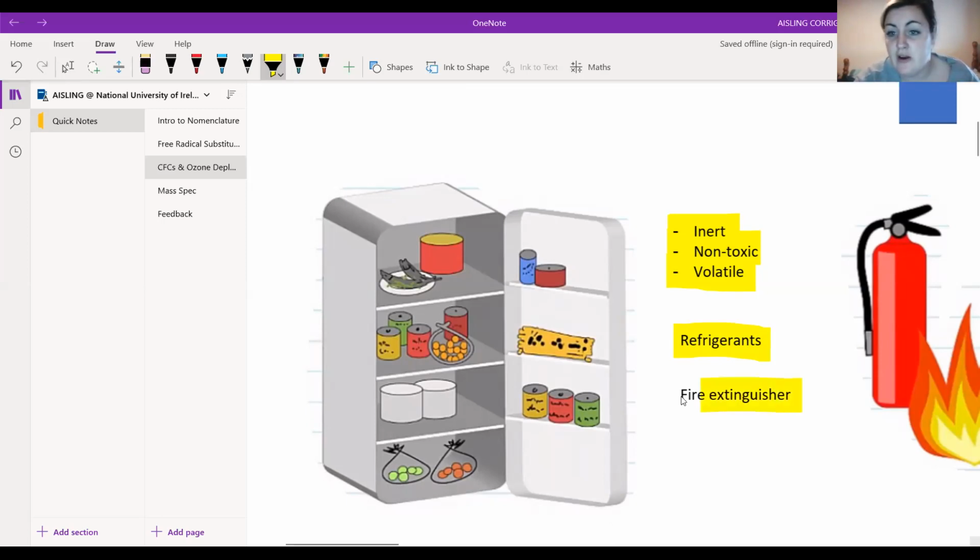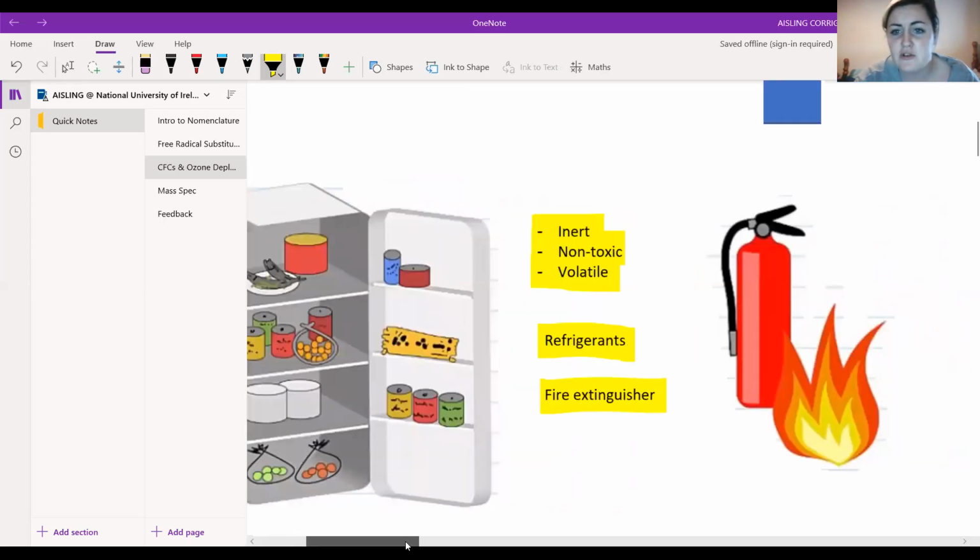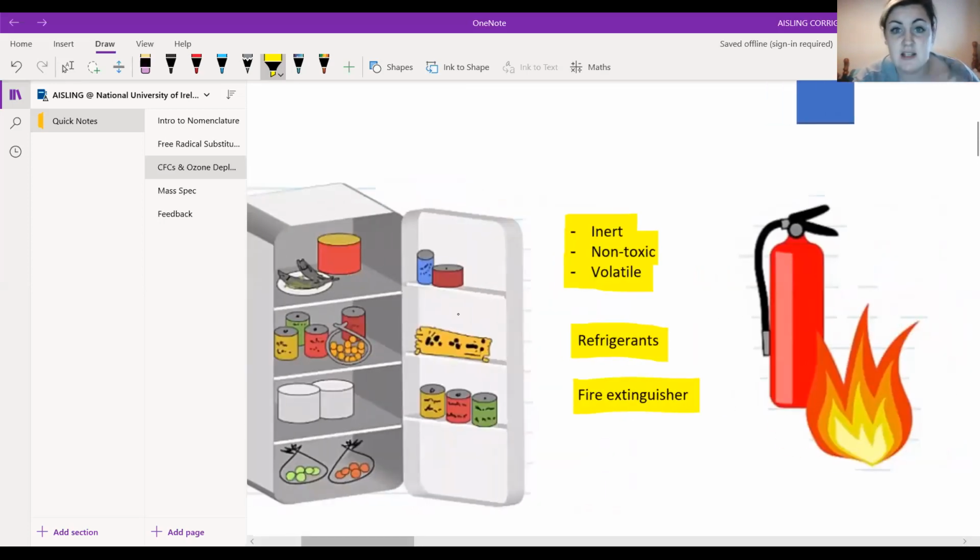And they were also used as fire extinguishers. So they were really, really good at smothering flames. As well as that, they were also inert, because we know combustion reactions, smoke and flames can be very, very tedious to deal with. So it was quite a plus that it was very good at smothering them and not being reactive.